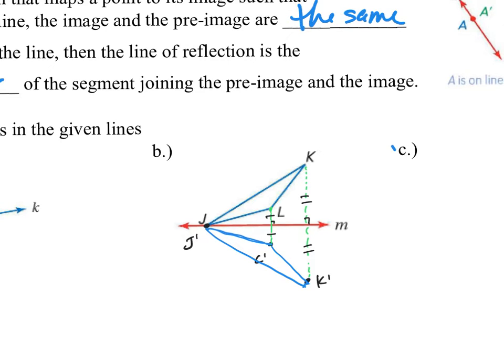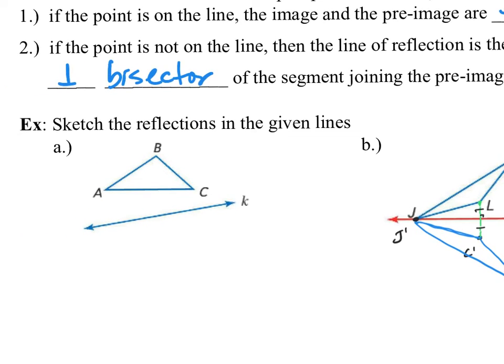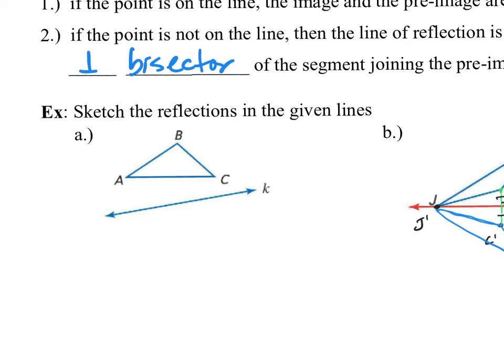But you can see that what we've done is we've drawn a triangle that is the reflection of triangle JKL in line M. Okay, so let's try another one. Let's take a look at example A. So let's start with point A.